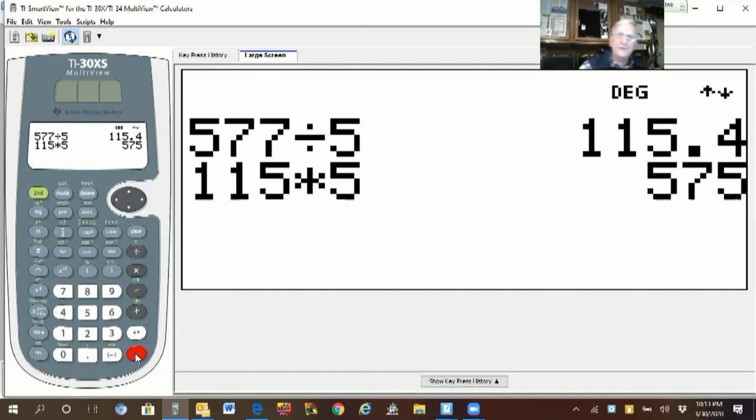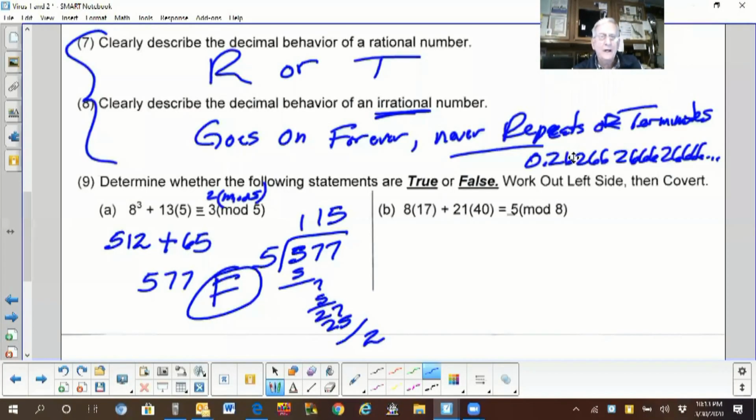And if you notice, if I go back to my problem, I got a remainder of 2. What would you get if you subtracted 575 from 577? You would get a remainder of 2. Therefore, I have done this problem correctly. So when you do the test, you may either use a calculator or you can divide them out longhand. Either way.